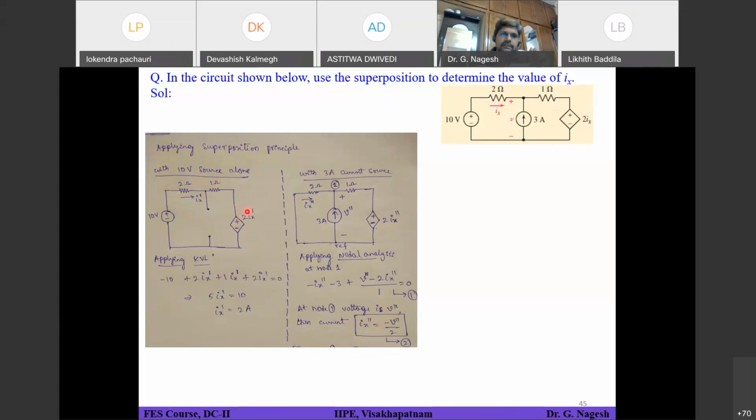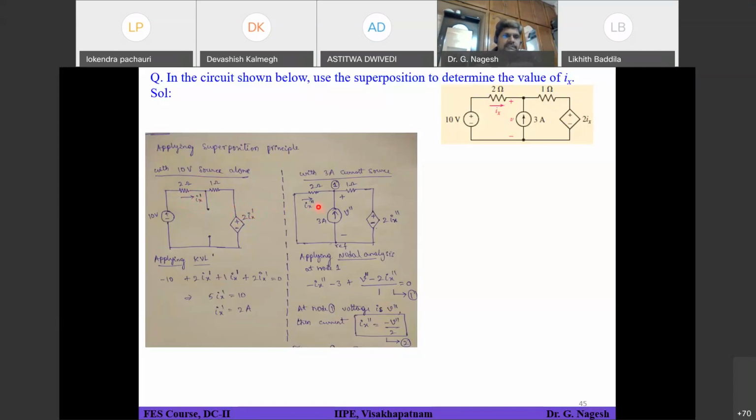This is just a variable. It indirectly means I am depending on the current flowing through the 2 ohms resistor. That's what it means. If you call the current flowing through the 2 ohms resistor IN, then I should replace it here also with IN, because the dependent source itself says that I am depending on some variable existing in the same network.